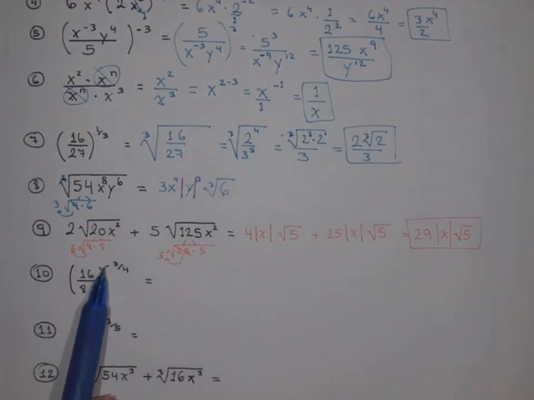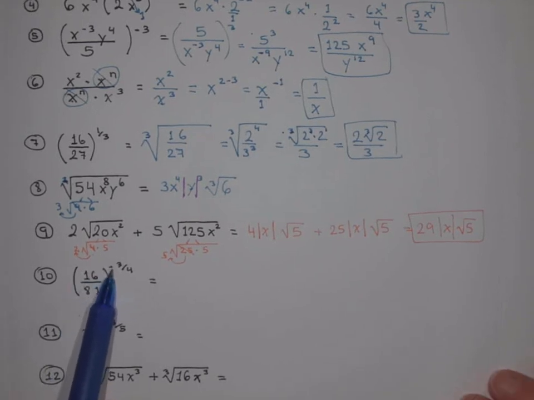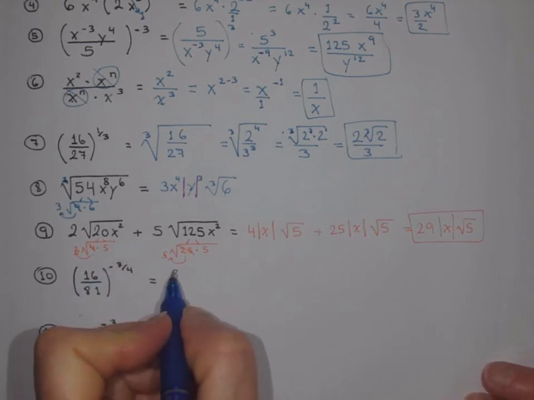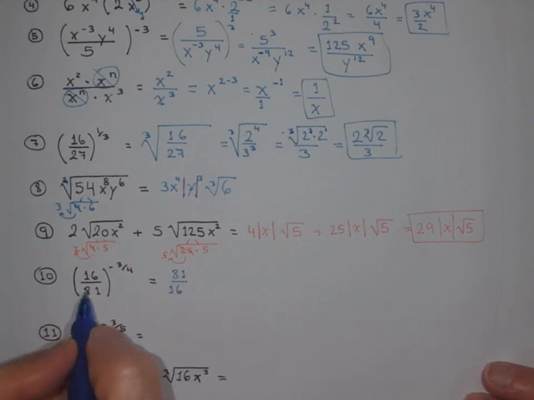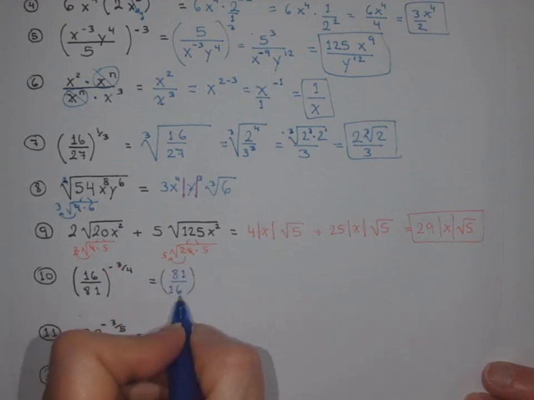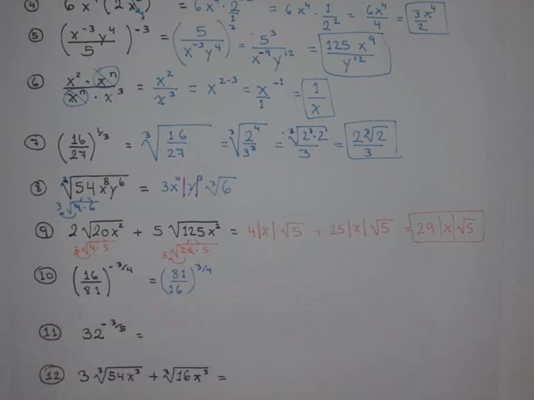All right, number 10. Notice how we have a negative exponent. We already talked about those, so that means we need the multiplicative inverse of that fraction. So we're going to flip it around to change this exponent to a positive. So that becomes 81 over 16. See how I did the multiplicative inverse? And now that here is going to be a positive exponent because we took care of that negative.